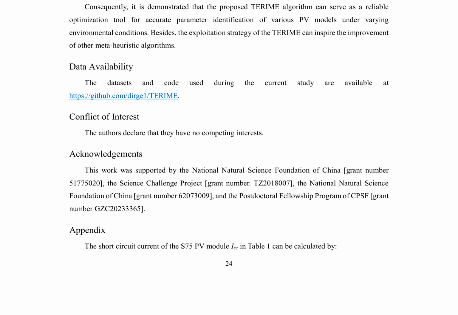TERIME demonstrates robust solutions under varying environmental conditions, achieving the best average rankings for mean and max values in DDM and TDM parameter extraction. Although it may not have the fastest convergence speed initially, its consistent rapid descent speed throughout iterations ensures robust results. The proposed TERIME algorithm serves as a reliable optimization tool for accurate PV parameter identification under varying conditions, and its exploitation strategy can inspire improvements in other meta-heuristic algorithms.